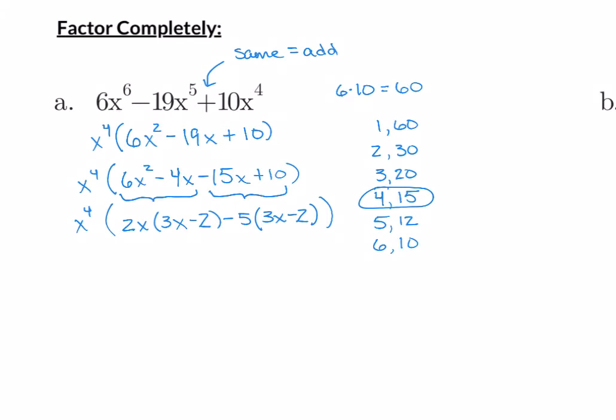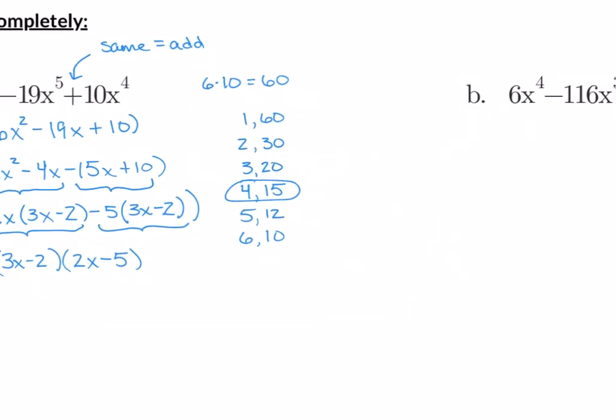All right, then we go ahead and factor out the common binomial. So if we factor out the common binomial of 3x minus 2, in the first thing I'm left with 2x, and in the second thing I am left with minus 5. Don't forget to bring down your GCF. Our final answer is x to the 4th times 3x minus 2 times 2x minus 5. Let's try one more.